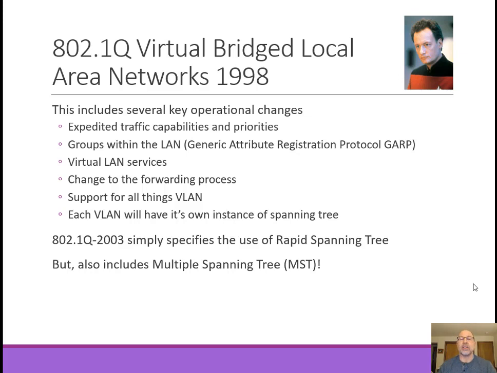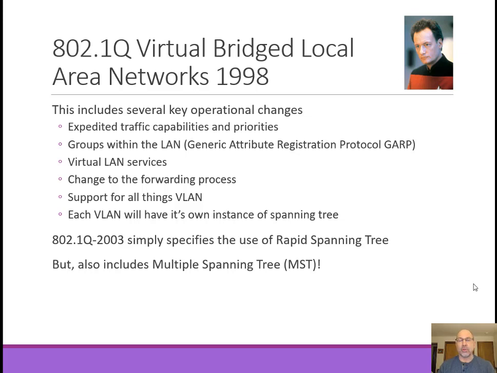Grouping. Hey, can anybody say IGMP? So the Generic Attribute Registration Protocol, or GARP, goes along with IGMP and PIM and all of those things to handle not only multicasting, but also grouping of nodes together. Obviously, virtual local area networking services. There's a change to the forwarding process, and really what we're talking about there is the inclusion of the VLAN ID in the source address table and the divvying up of where the traffic is actually supposed to go. So really, it's designed to be support for all things virtual local area network.